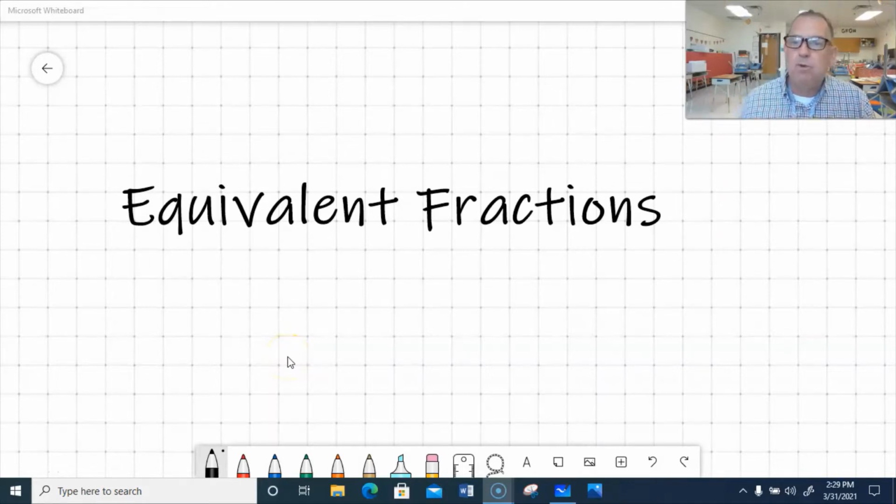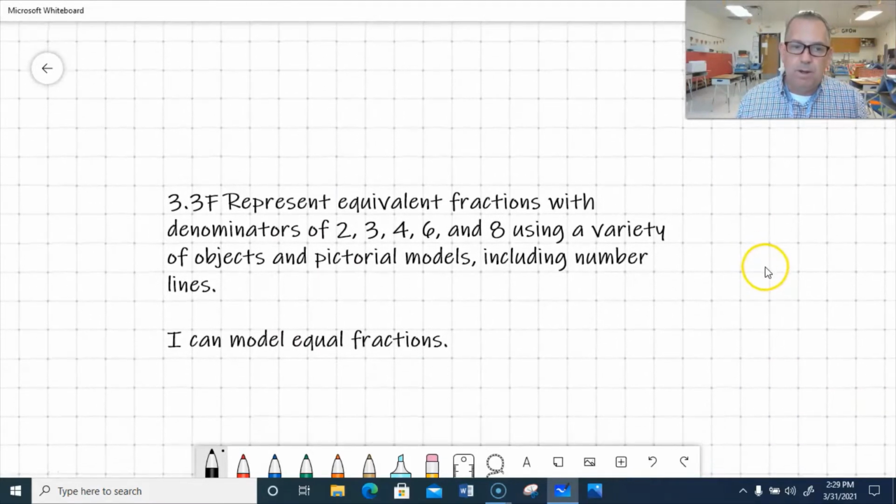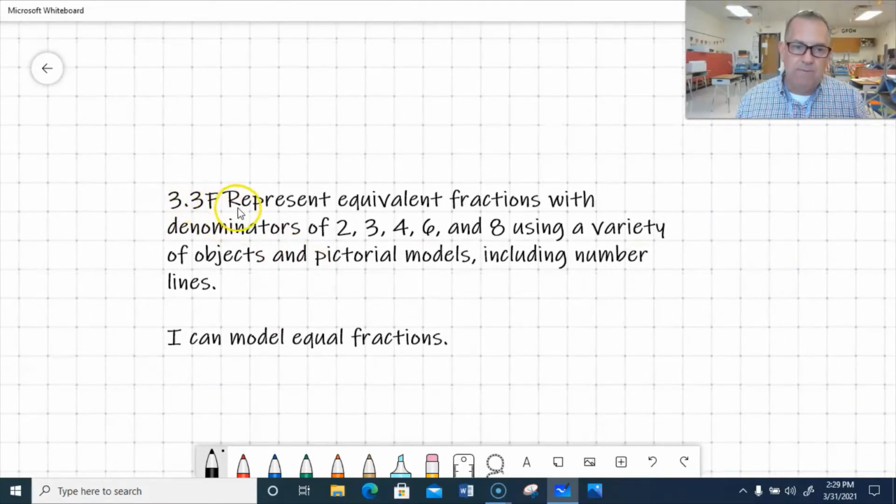We're going to be talking about equivalent fractions, and the specific skill is 3.3F, which is to represent equivalent fractions with denominators of 2, 3, 4, 6, and 7 using a variety of objects and pictorial models, including number lines. By the end of the lesson, you should be able to say, "I can model equivalent fractions."